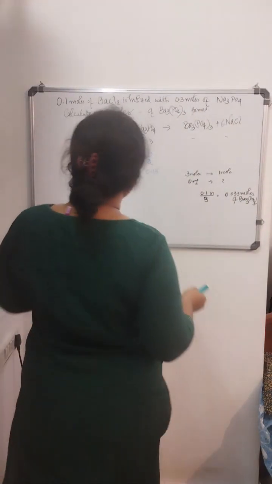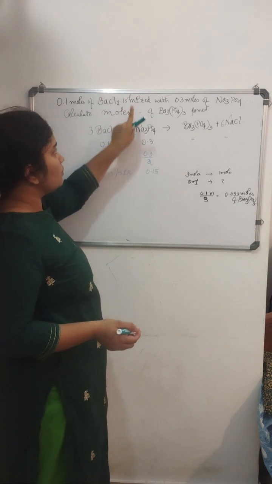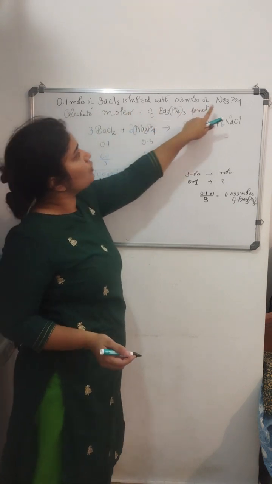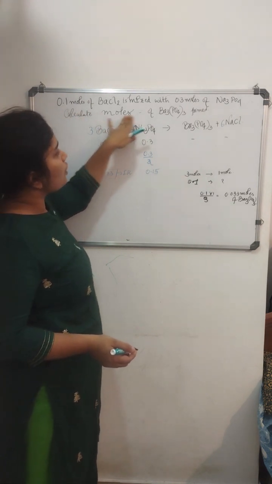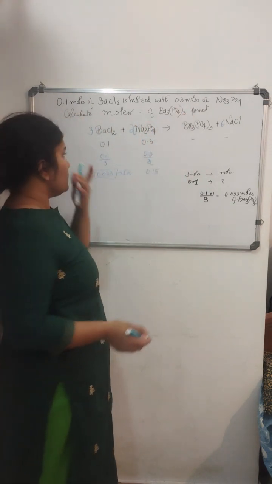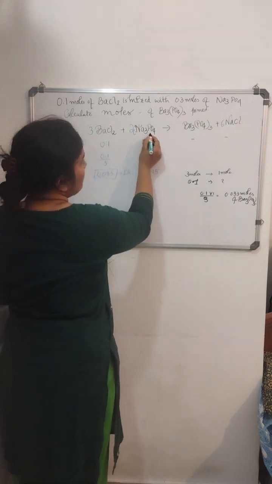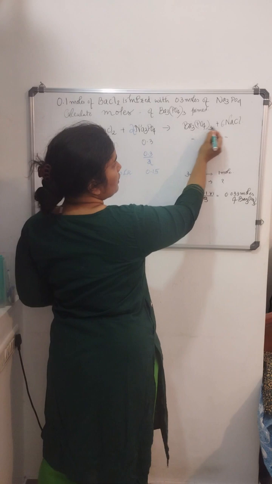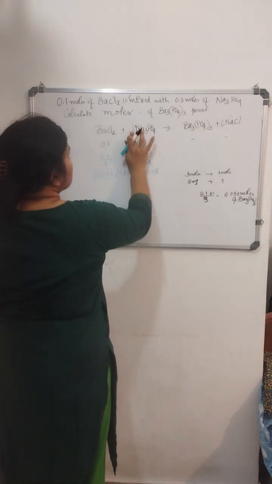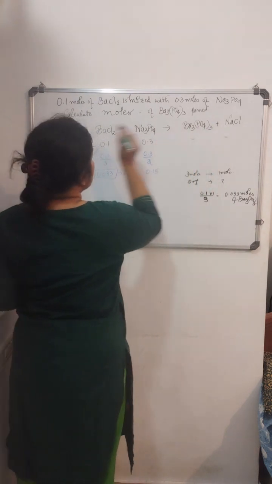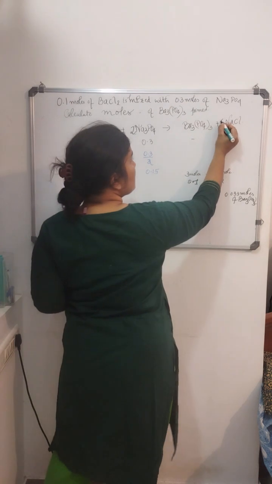Here is one more question. The question says there is 0.1 mole of BaCl2. It is mixed with 0.3 moles of Na3PO4. We have to calculate the moles of Ba3PO4 formed. So let us first write the equation. That is BaCl2 plus Na3PO4 gives you barium phosphate plus NaCl. After that, we will just balance. While balancing, as you can see, this is 3 times, this is 2 times, and this becomes 6 times.